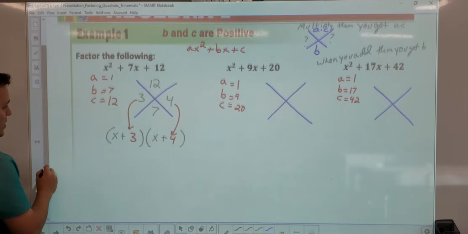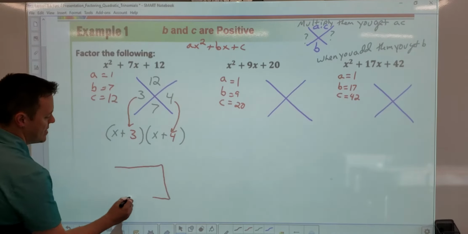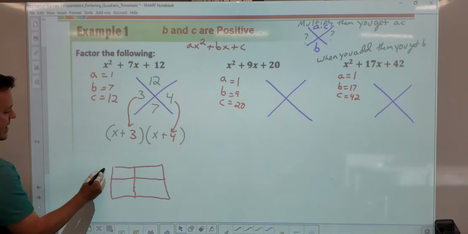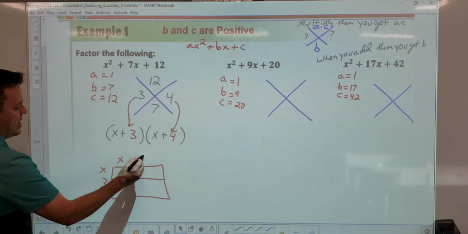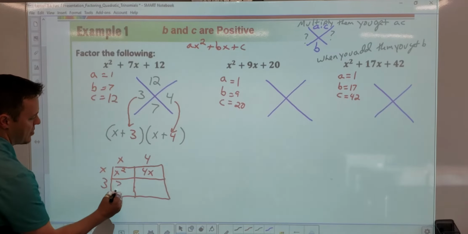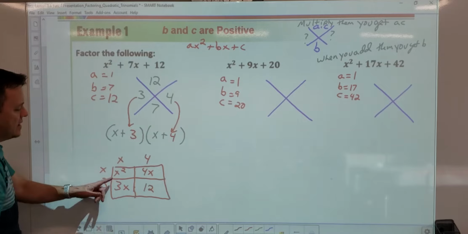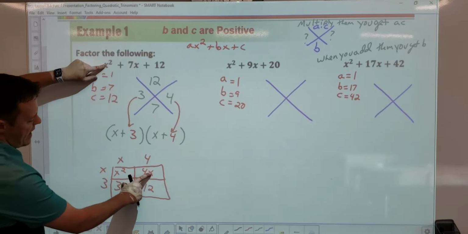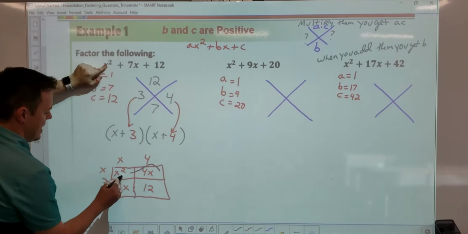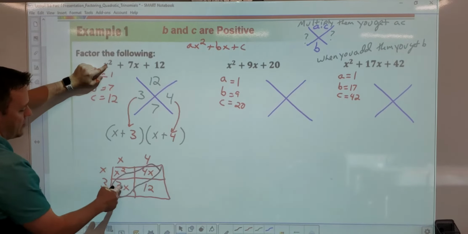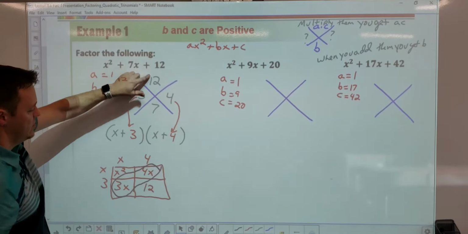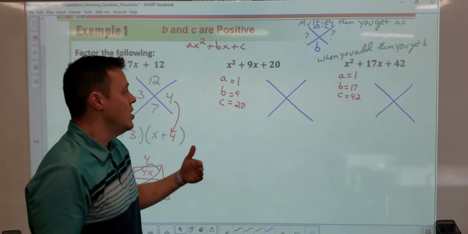Now let's check it real quick. I'm only going to check this one time, just so you guys know what I'm doing. If I say it's x and 3, and x and 4, I'd get x squared, 4x, 3x, and 12. X squared, add these together, because you remember when you do the Punnett square, you would add these two terms together. 3 and 4 is 7, and then 12. So see, it works perfectly. Hopefully you guys understand.